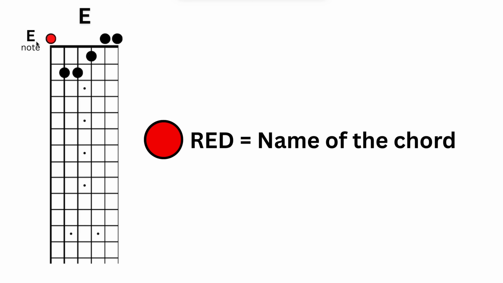So why is that? Let's take a look at this note. I'm going to color it red. This is the note that names the chord. That's an E note. This is what we call the root note. I like to call it the red note because I might not know what a root note is. So I'm just going to call it a red note.